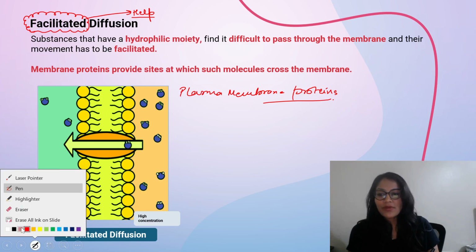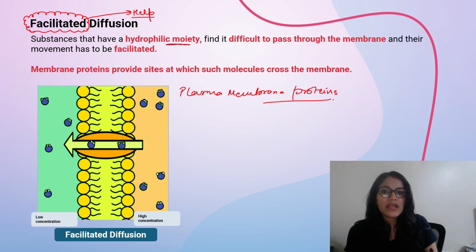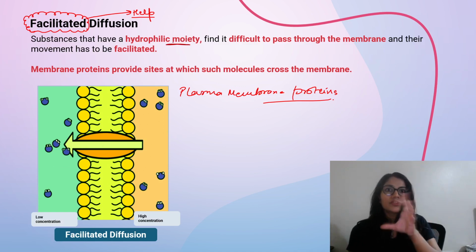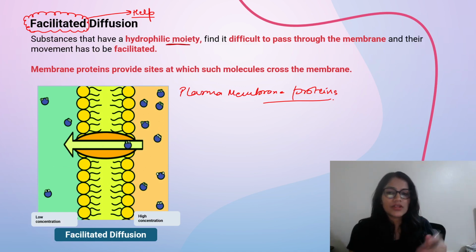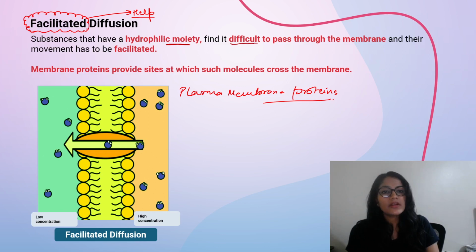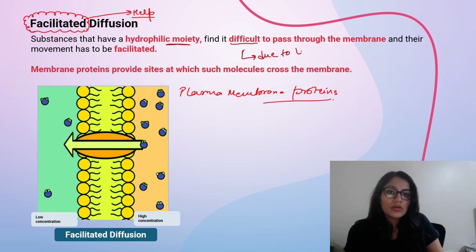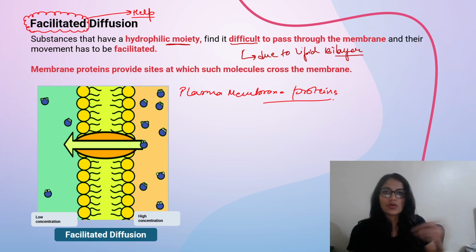Hydrophilic moiety. Moiety means they have that kind of character. They have charges on them, right? They are hydrophilic in nature. Find it difficult to pass through the membrane. Yes, they cannot cross the membrane easily. बहुत मुश्किल है उनके लिए membrane cross करना. Why? Due to lipid bilayer. This lipid bilayer is going to prevent them from moving across the membrane.